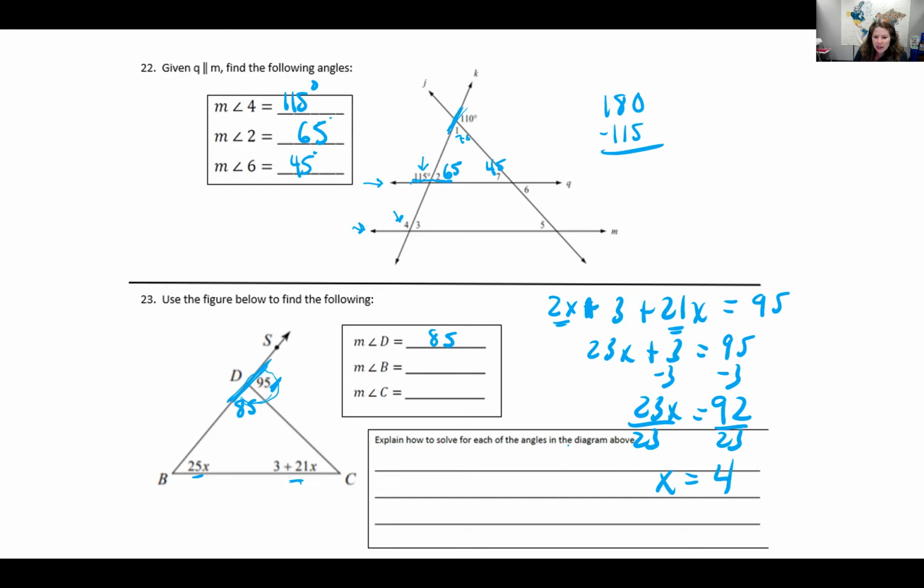Okay. How do I solve for the angle? So B is 4 times 25. 4 times 25 is 100. And angle C, if x is 4, we're going to multiply 21 times 4 and then add 3 and we get 87. So how did I get the angles? I solved for x, and then I plugged in the value of x into both expressions.